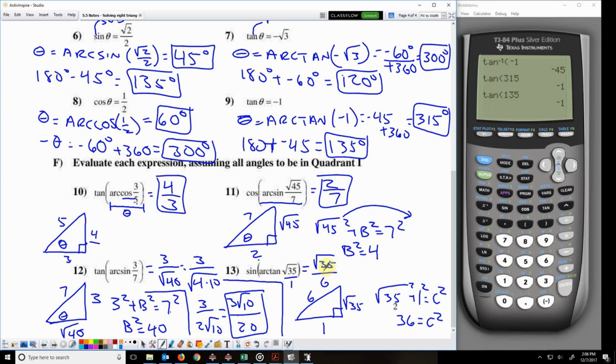Square root of 35. 35 is 7 times 5. I cannot simplify that, so that is going to be my final answer.